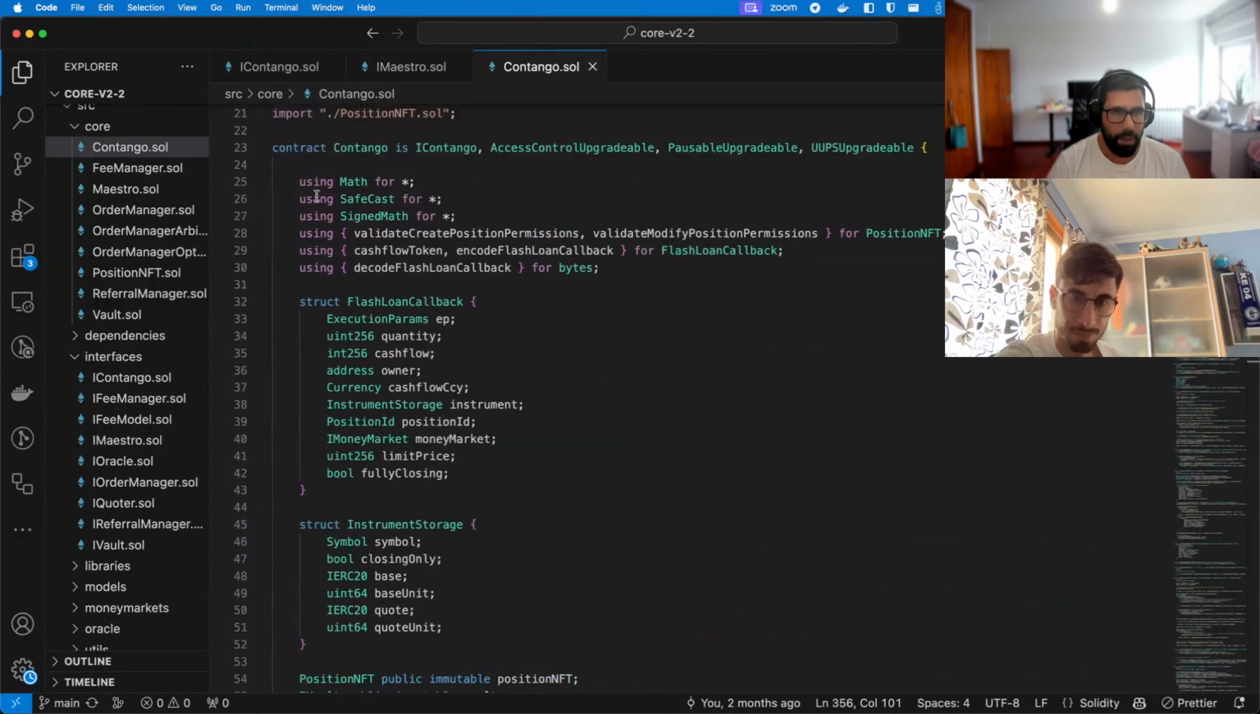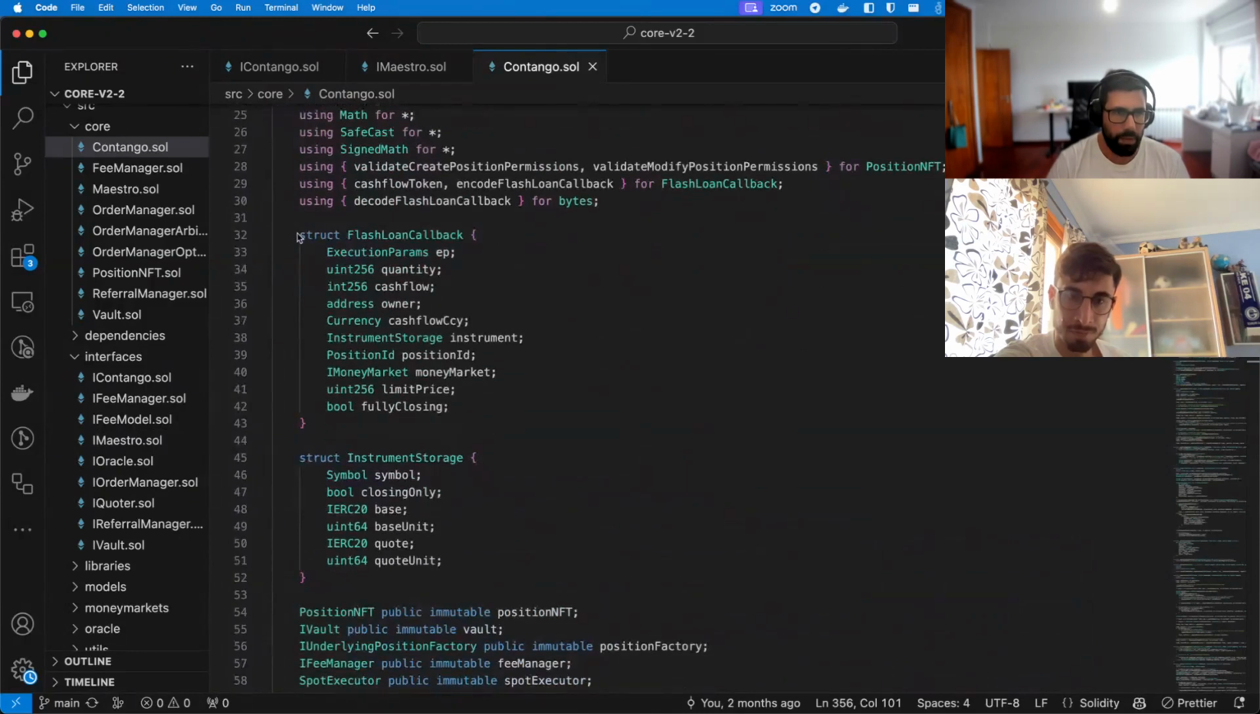And this struct that we define inside a contract is because this is effectively private to Contango, and it should not be used by externals. So we put them inside here. This is something we store, and that's why we call it storage.